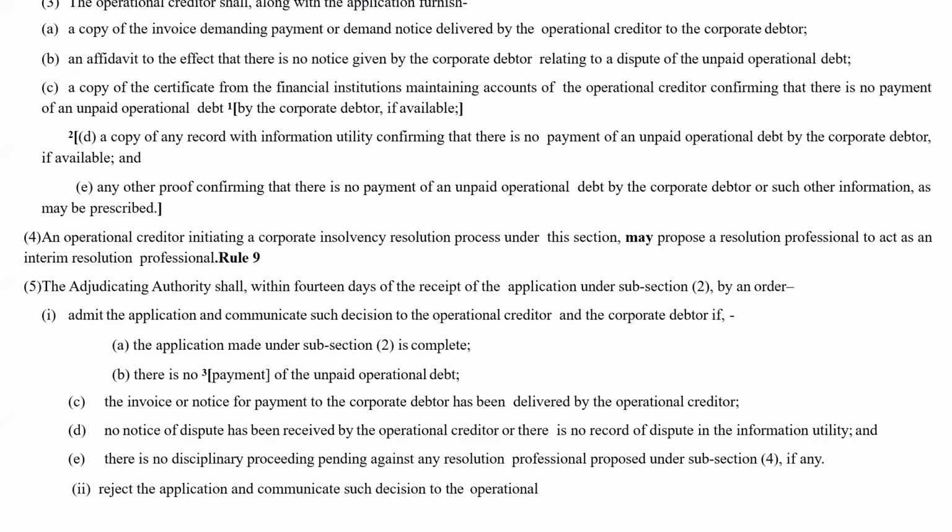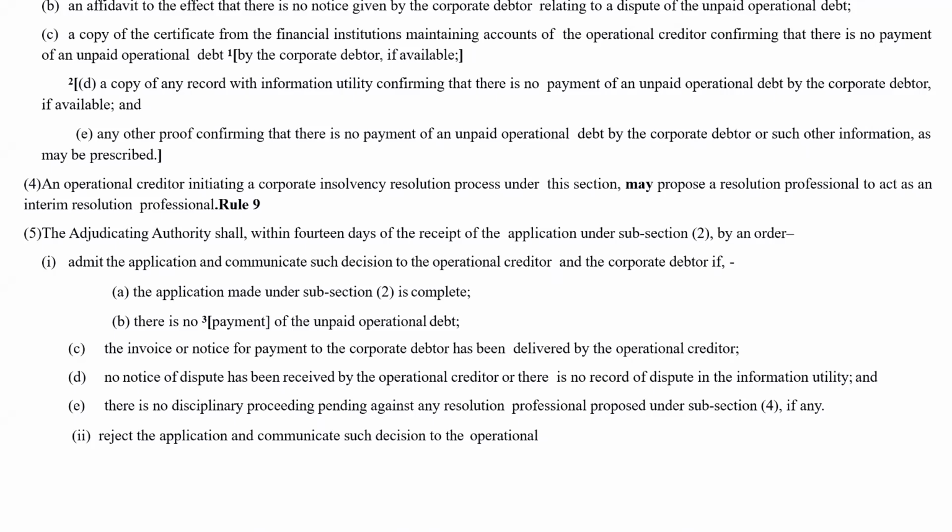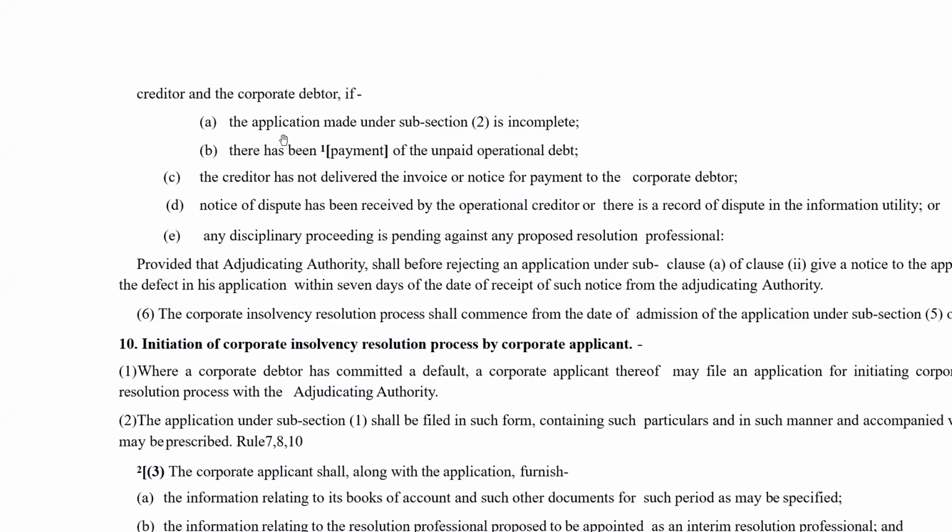No notice of dispute has been received, or there is no record of dispute, and there is no disciplinary proceeding pending against any resolution professional. Or they will reject the application and communicate such decision to the operational creditor in case the application is incomplete, or there has been payment, or the creditor has not delivered the invoice or notice for payment, or notice of dispute has been received by the operational creditor, or there is a record of dispute in the information utility, or a disciplinary proceeding is pending.